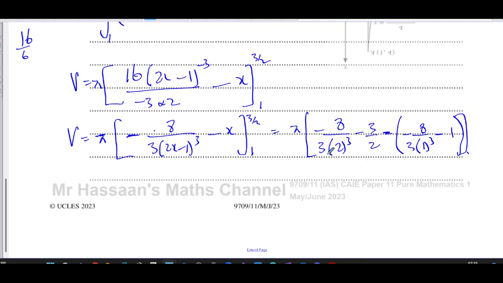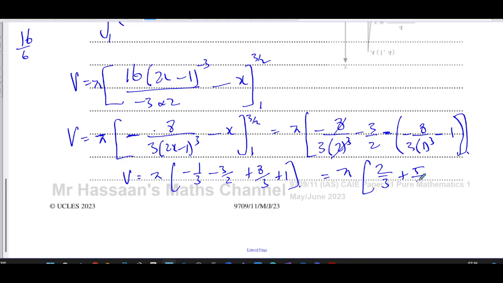Okay, so this should give us our answer. So that's going to be 8 over 8, which is 1, so minus 1/3. So pi times minus 1/3 minus 3 over 2. And this is going to give me minus 8 over 3, plus 8 over 3, plus 1. Okay, so what does this give us? That's minus 1/3. Okay, plus 1, that's going to be 2/3. So that's going to be pi times, don't forget the pi. Pi times, you're going to have 2/3, and that's going to be plus 5 over 3.